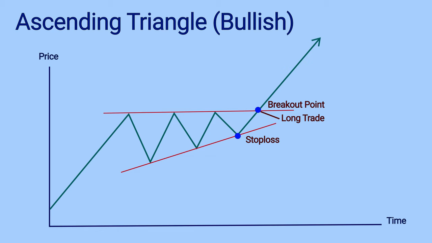Now, the target should be, if we draw a line parallel to the support line from the beginning of the triangle, we get a parallel line. So when the up move actually hits the parallel line, that is approximately the target. Or another way is adding the maximum height of the ascending triangle to the breakout point, and that distance from the breakout point is the target.